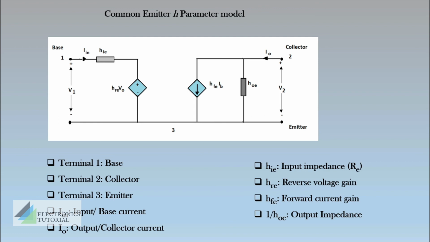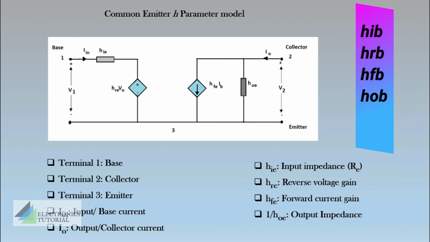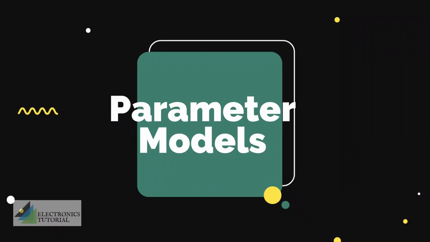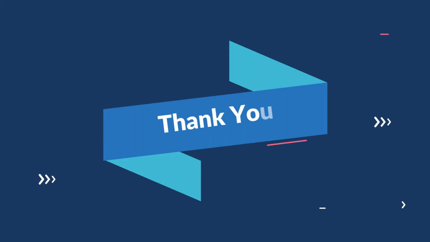We can define the other types of configurations in such a manner. When defining the H parameters of a common base transistor configuration, we will be terming it as HIB, HRB, HFB, and HOB. These parameter models help us to easily identify and analyze each value in the input section and in the output section. Thank you for watching.